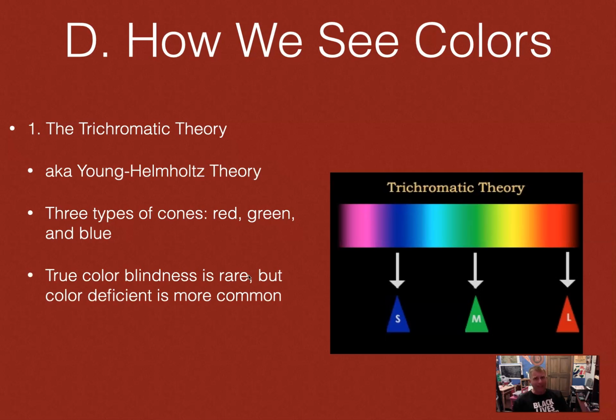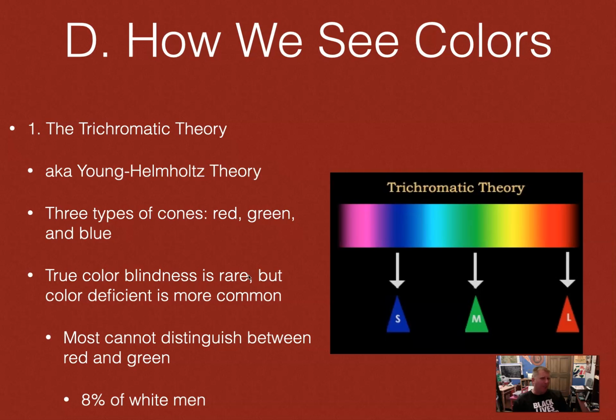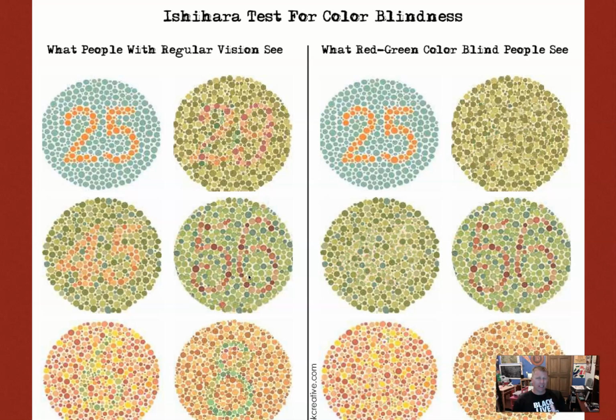True color blindness is rare, but being color deficient is more common, where you can't distinguish between greens and reds. That's the most common type of color blindness. 8% of white men have it. I'm not sure what it is for people of color. Less than 1% of women.